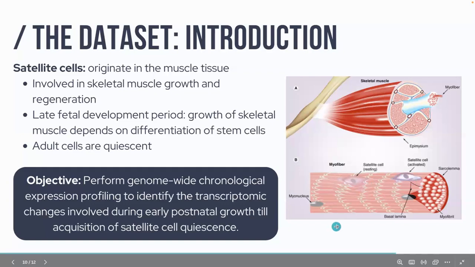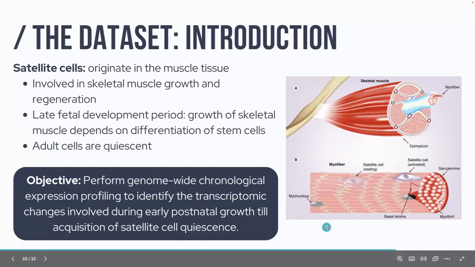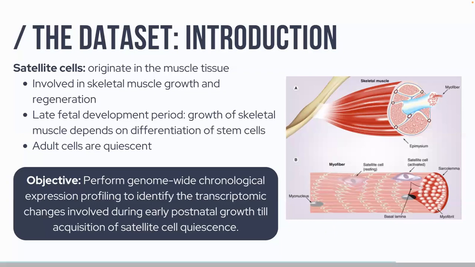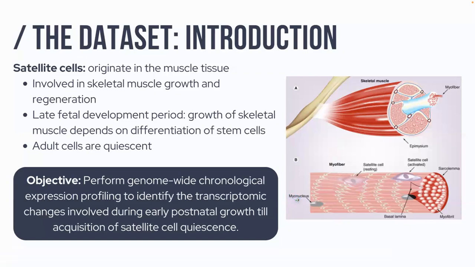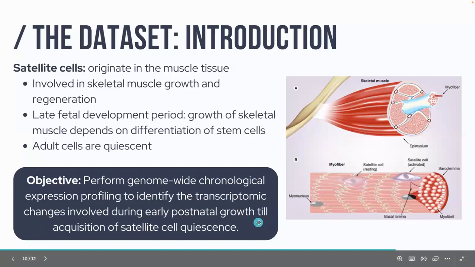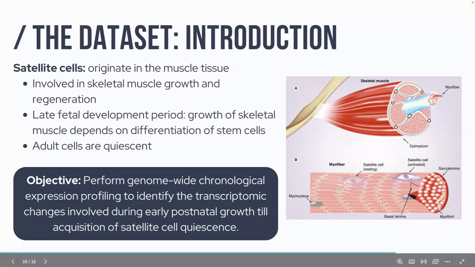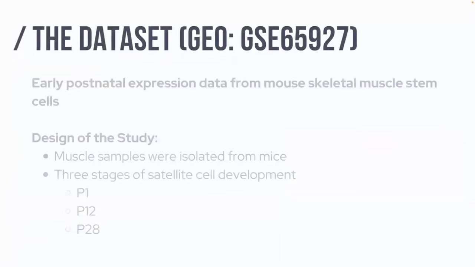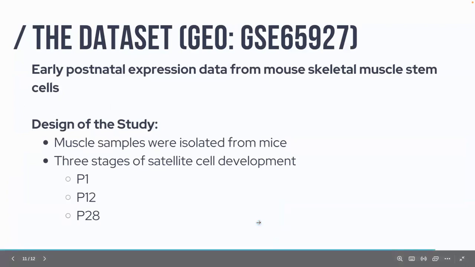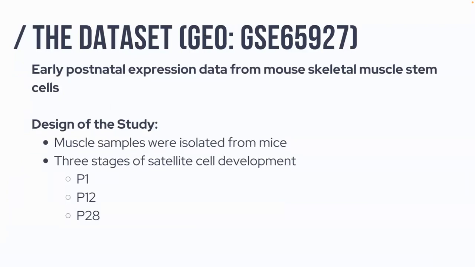So the objective of the research that we're doing is to perform genome-wide chronological expression profiling to identify the transcriptomic changes involved in early postnatal growth to acquisition of satellite cell quiescence. So I know that was a lot, but basically we're looking at if there's differences in the genes from that prenatal stage to the adult stage.